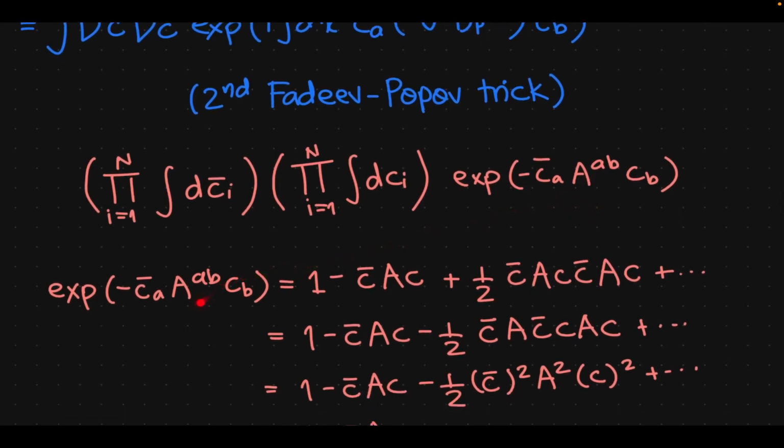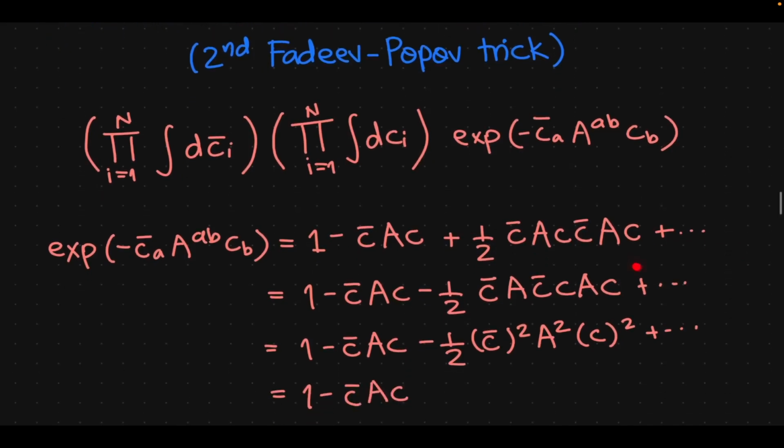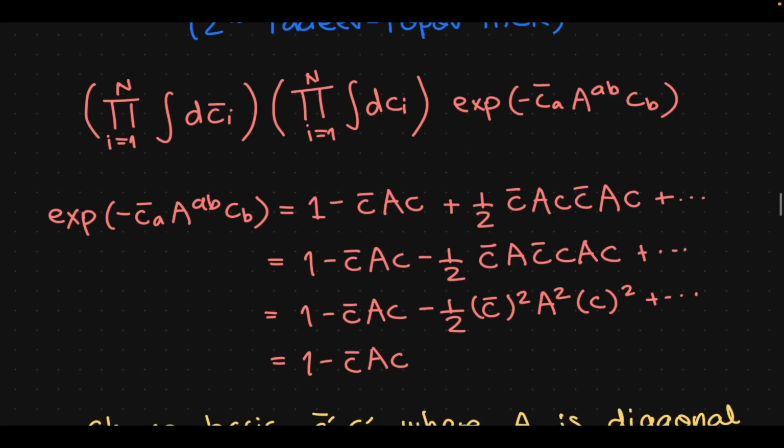Now notice that if we expand the exponential, we have 1 minus c bar A c, the summation is implied, and the quadratic term, 1/2 c bar A c, c bar A c, plus higher order terms, which we will show go to 0. So we have 1 minus c bar A c minus 1/2 c bar A c bar A c. What I've done here is interchange the c and c bar, and we get a minus for that because these fermionic fields are anti-commuting, they're Grassmann variables.